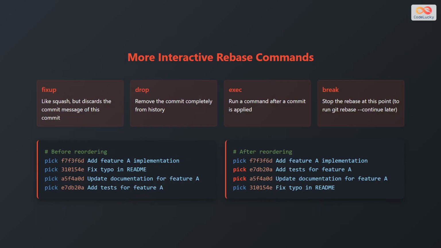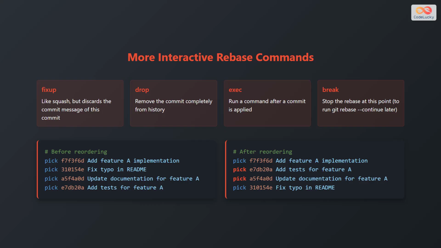Besides the commands we've already discussed, Interactive Rebase offers a few more options for refining your commit history. Let's take a look at them. First, there is fixup. Similar to squash, fixup combines a commit with the previous one, but it discards the commit message of the current commit. Second, we have drop. Drop removes the commit completely from the history. Third is exec. Exec allows you to run a shell command after a commit is applied. And finally, there is break. Break will stop the rebase at a particular commit, allowing you to run git rebase --continue later to resume.